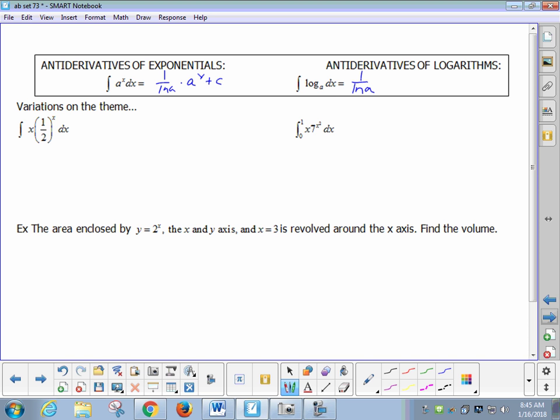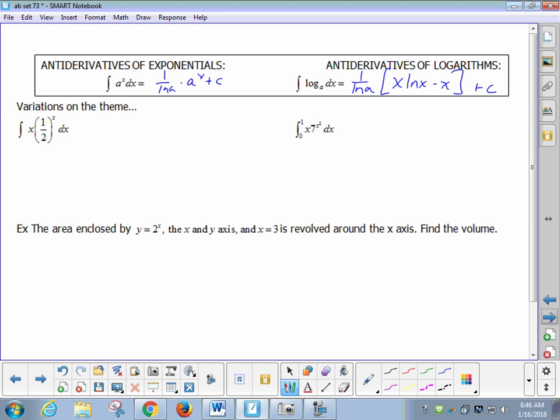Over natural log of a, times the quantity x natural log of x minus x. All right. So let's talk about this bad boy, x times the antiderivative of (1/2)^x. You can see that we have an exponential, but we also have a stray x. What do you think here?